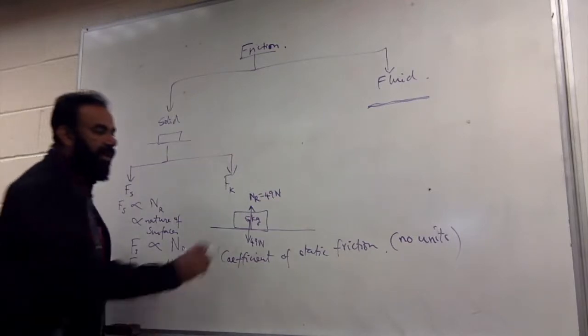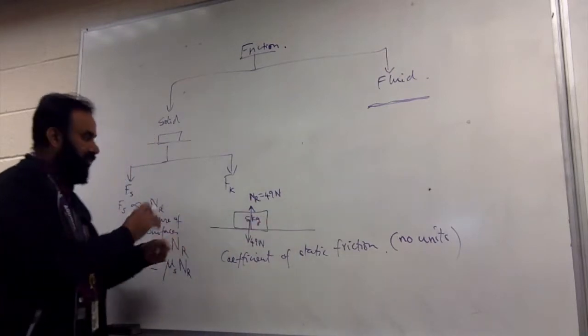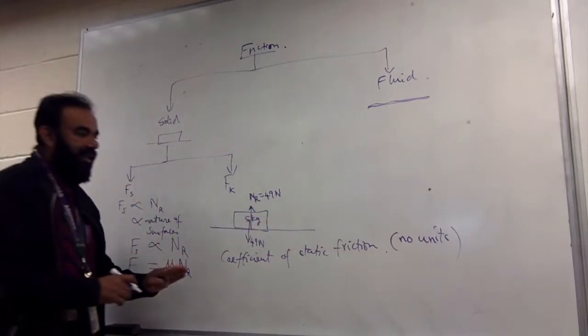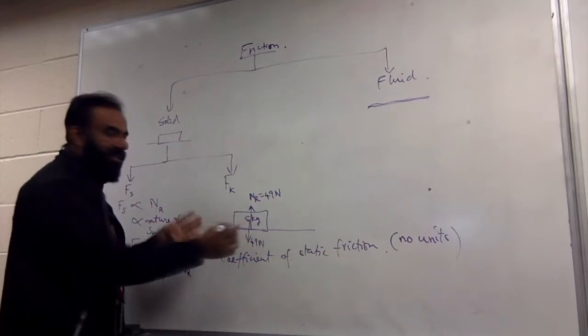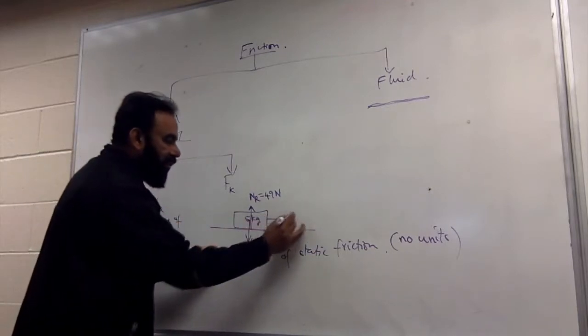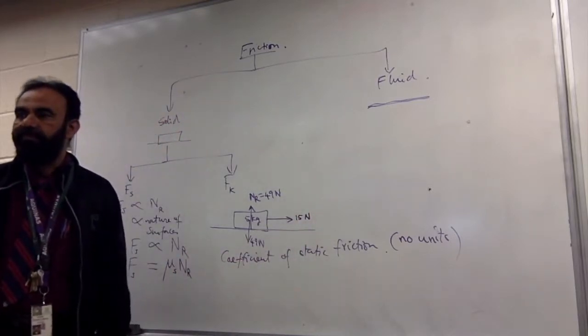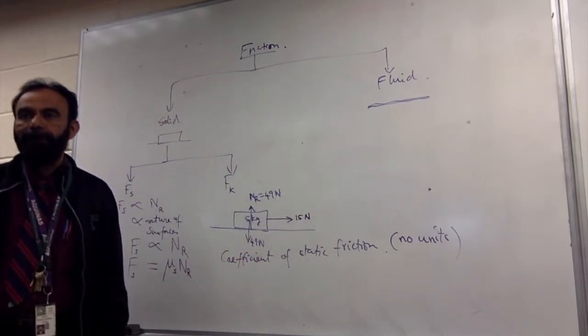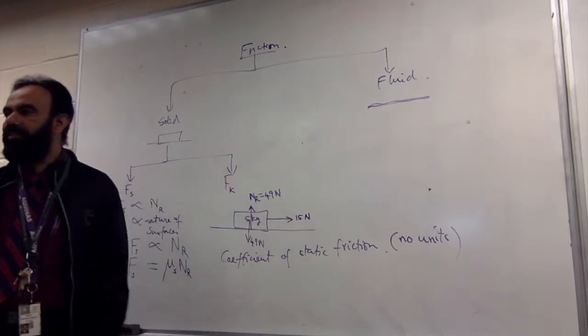Now if I don't apply any force, how much is the frictional force? 0. If I apply 1 newton, it is 1 newton. I apply 2 newtons, it is 2 newtons, it's growing. And let's say it has a limiting value. Suppose the limiting value is this. The moment I applied 15 newtons, it slipped. What does it imply? As soon as I applied 15 newtons, the whole thing slipped off.